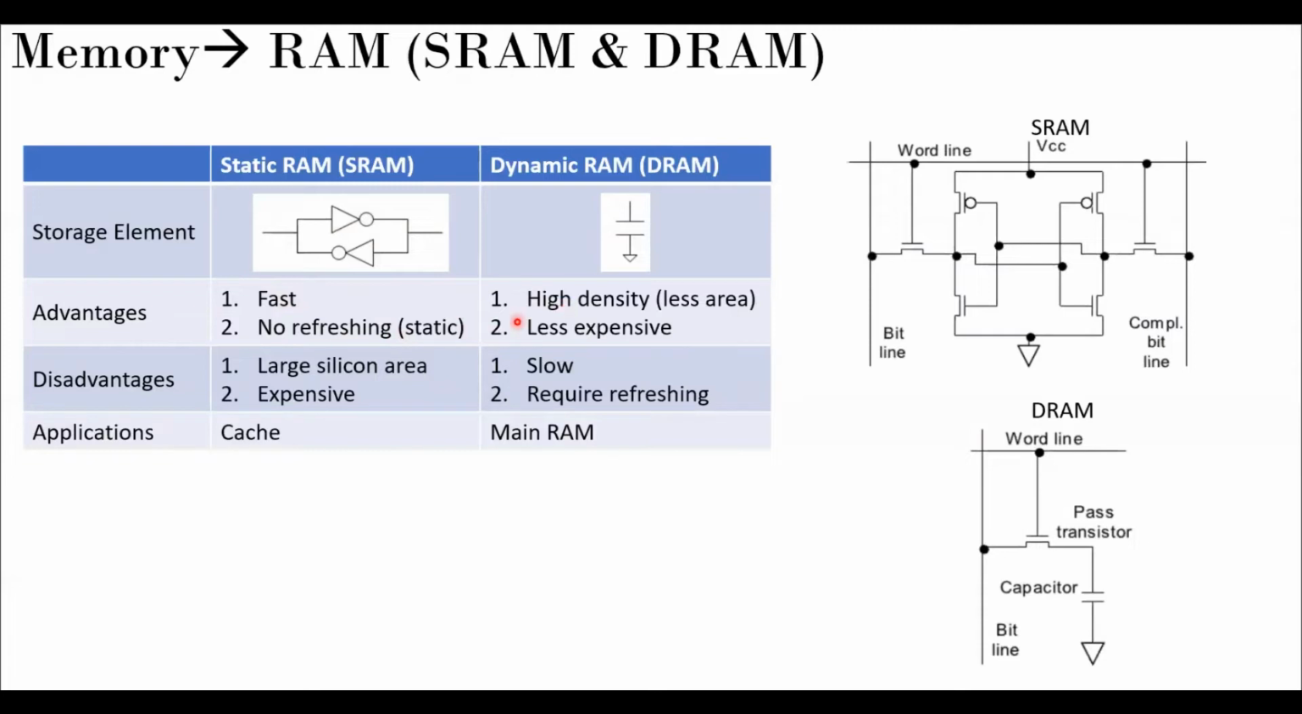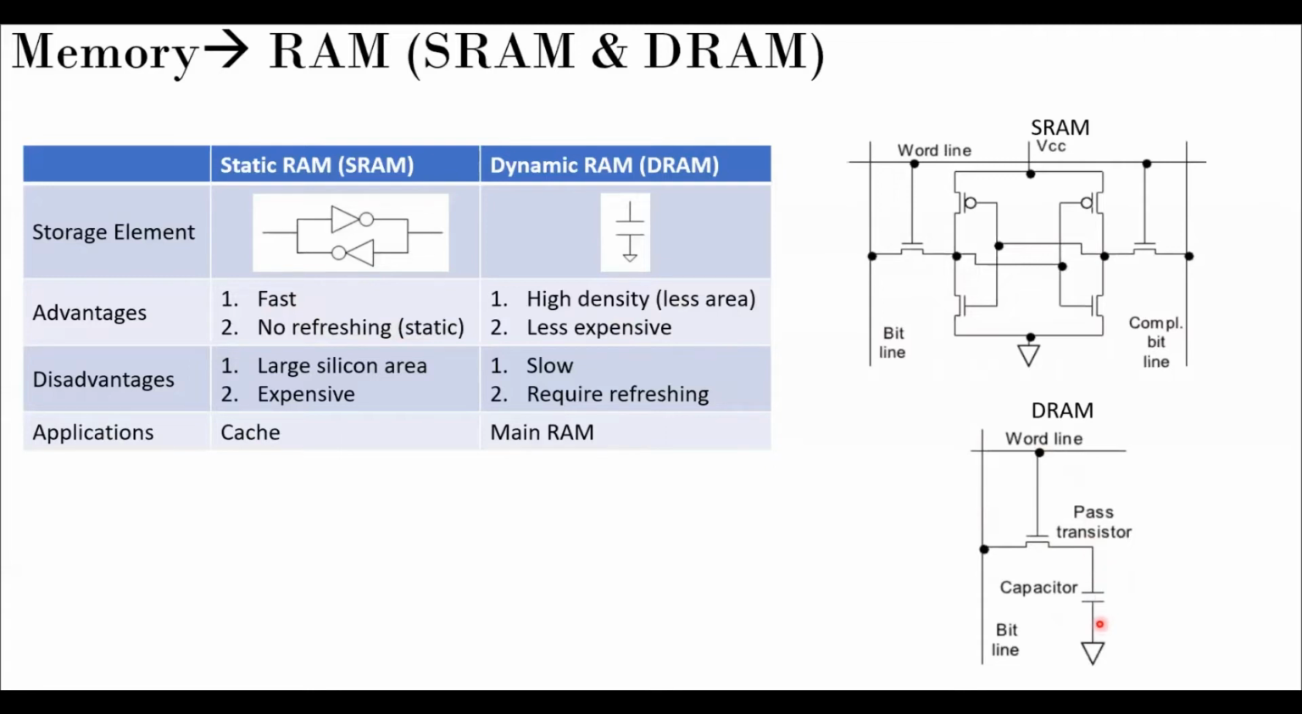Here, the advantage is density is high because the number of components is less, so you can pack a lot of them. Less area is occupied for 1 bit, so many bits can be packed quite easily, and it is less expensive. Now let's see why this is fast and why no refreshing is required here. Because a capacitance component, you can see over here, requires some amount of time to charge, right?